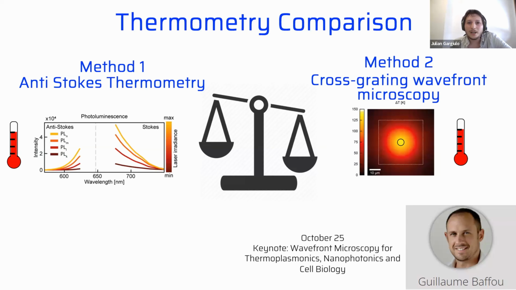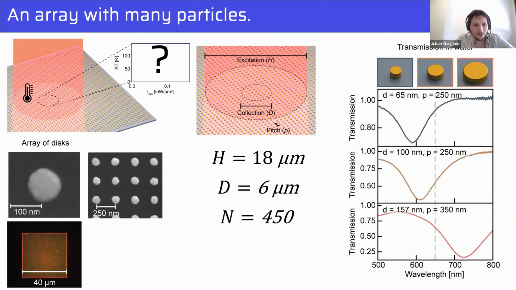But the idea is that you can acquire 2D temperature maps that are diffraction limited. So this comparison, we didn't do it at the single particle level. Instead, we did it at the array level. We created these arrays of gold disks. They were like 40 by 40 in size. We used an illumination beam of 18 micron. That means that we were illuminating almost 500 particles simultaneously. We created arrays with 3 different disk sizes, and we used again a red beam at 640 nanometers to heat and to probe.